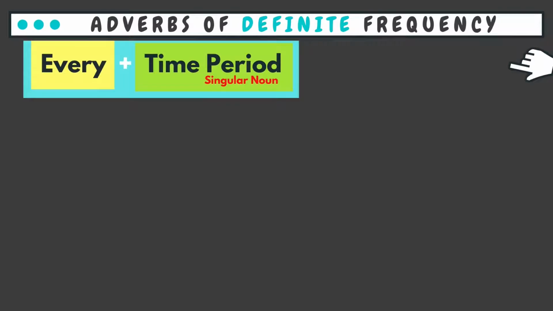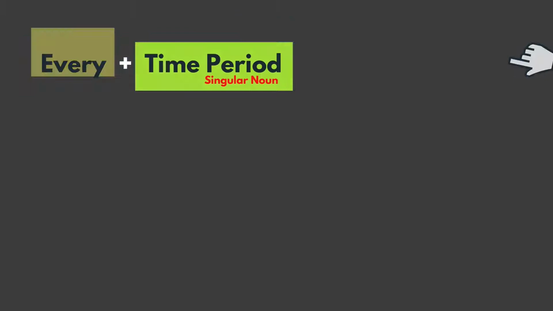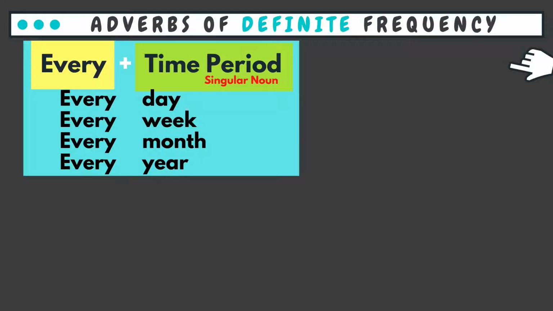Another common way of expressing frequency is by using every plus a time period. Notice that the time period is a singular noun. Every day, every week, every month, every year.